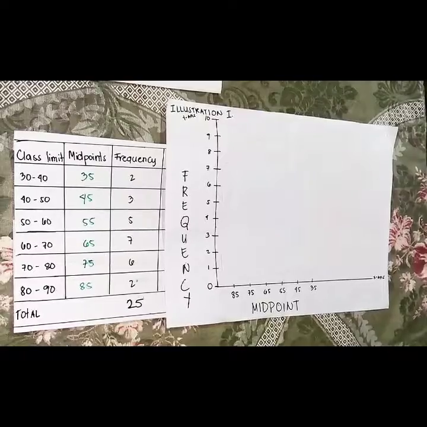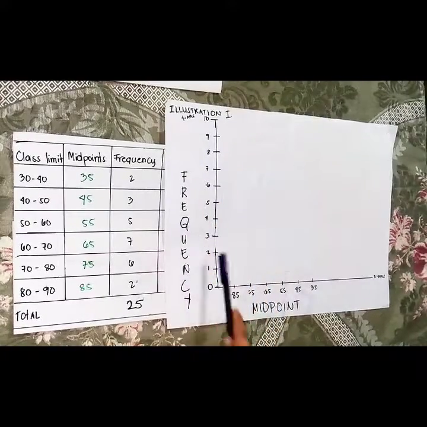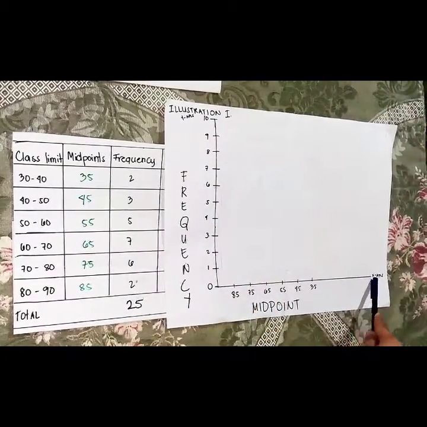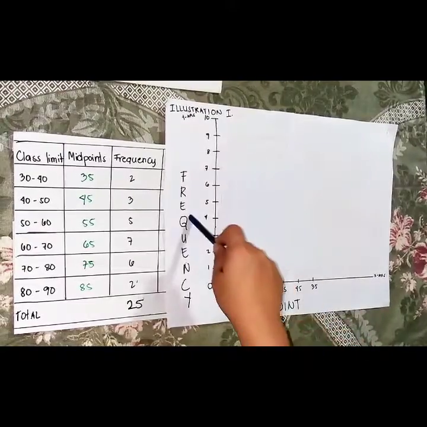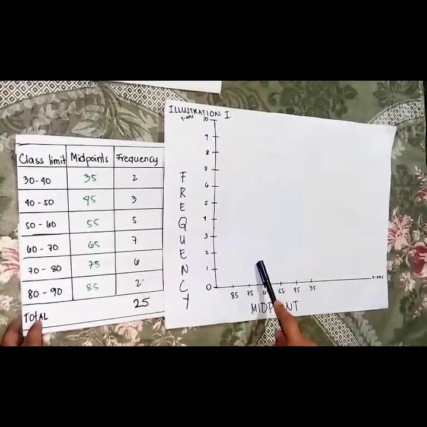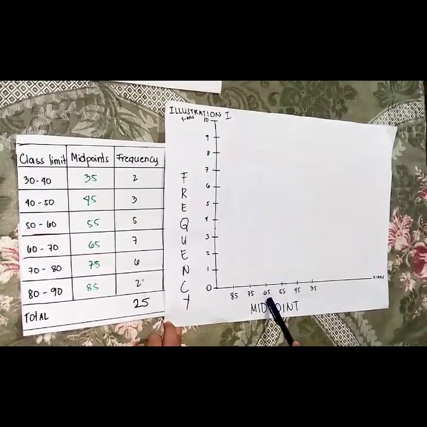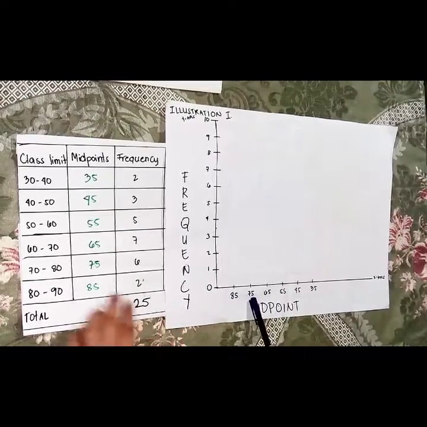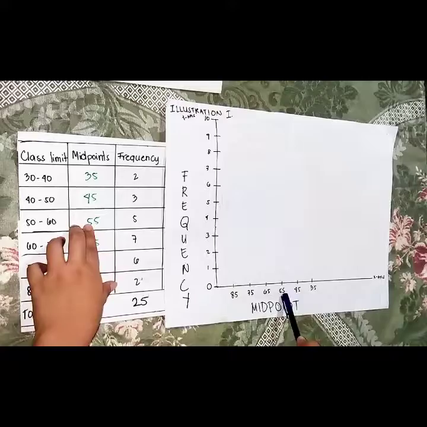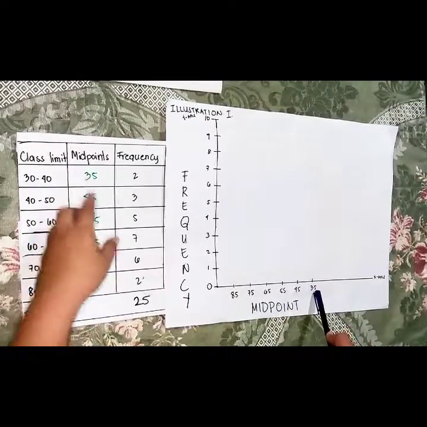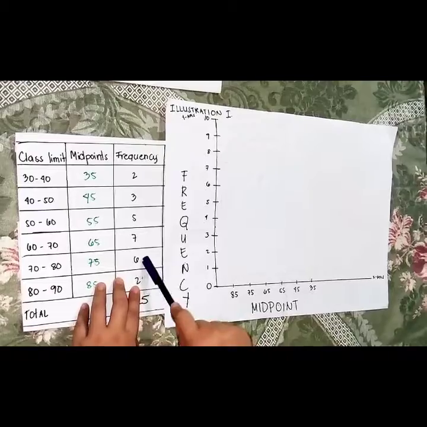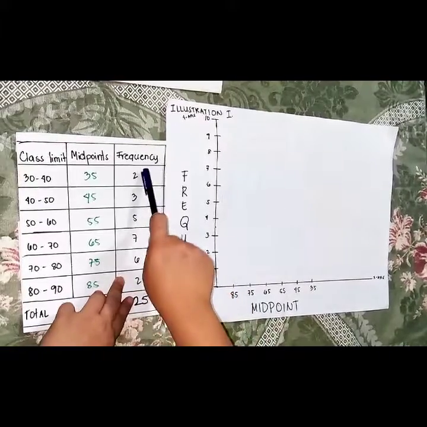So in our illustration 1, we are going to build a line graph with a y-axis and an x-axis, which is our midpoint. In our y-axis, we have the frequency, and this is our midpoint. In our midpoint, we have 85, 75, 65, 55, 45, and 35. In our frequency, we have 2, 6, 7, 5, 3, and 2.